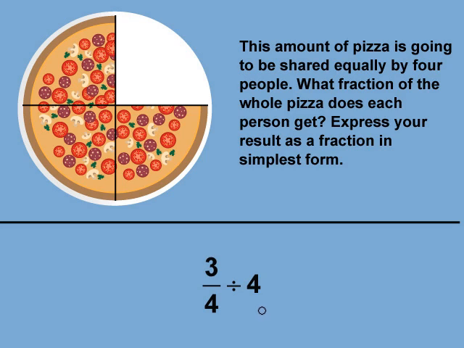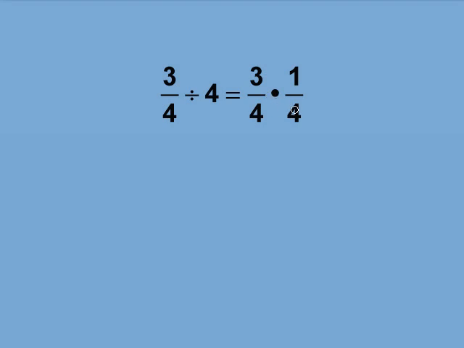Dividing by a whole number is the same as multiplying by its reciprocal. So change the division statement to a multiplication statement, as shown here. The result is 3/16. Let's look at another example.